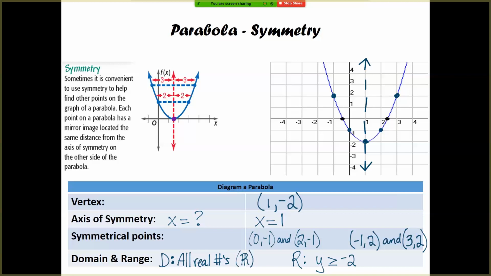A hint, this number that you fill in here will always match the y coordinate of your vertex. So we've got the x coordinate gets used for the axis of symmetry from your vertex. The y coordinate from your vertex gets used for your range. Questions on this slide? If I'm going too fast, just holler at me.